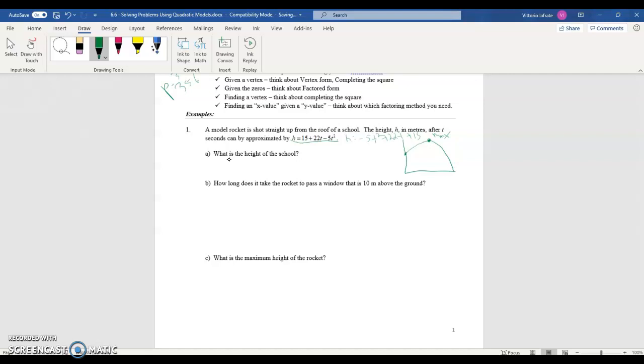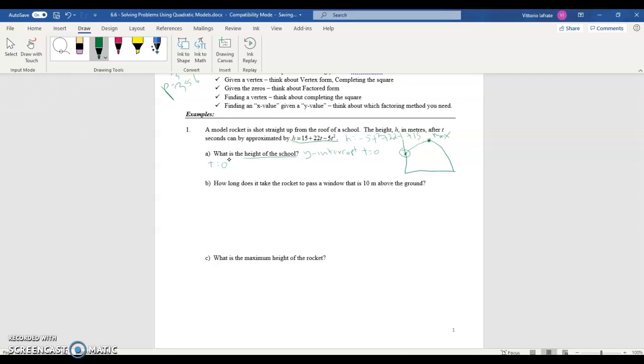So what is the height of the school? What we're basically asking you is, where are you starting from? Here we're asking you, in other words, what is your y-intercept? Meaning before you shot the rocket, how high was the rocket? And when you think about that, there's a few ways you can do it. But what this really means is at time 0, where was the rocket? Which is your y-intercept. So what you can do is set time to be equal to 0.